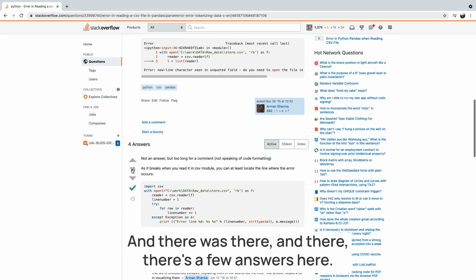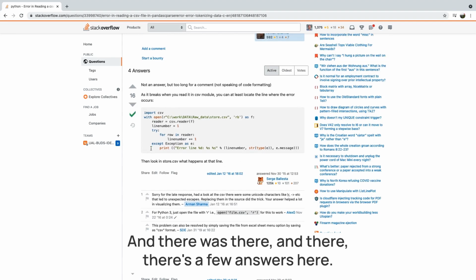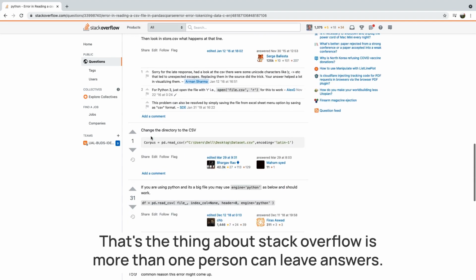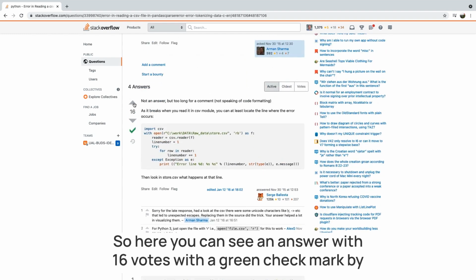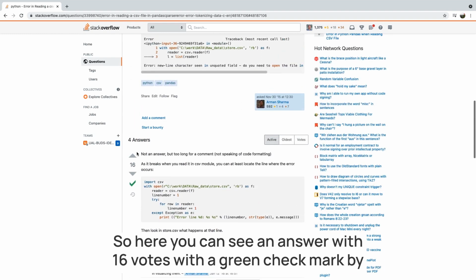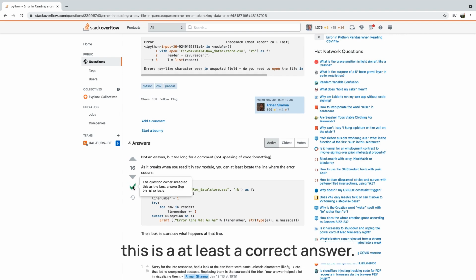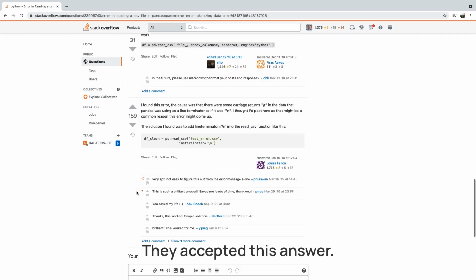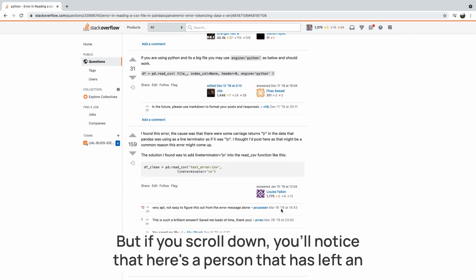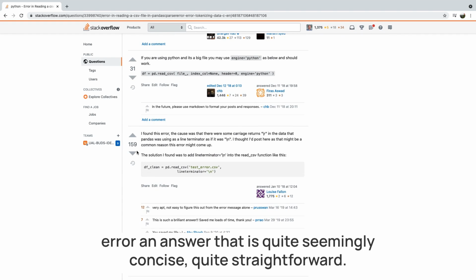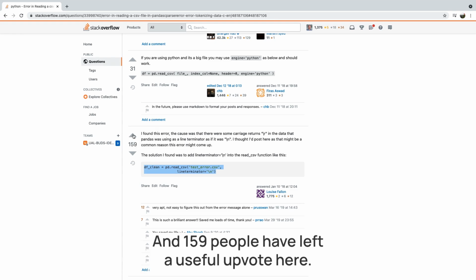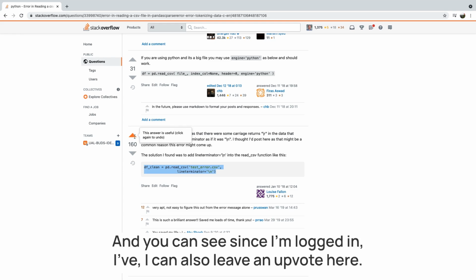And there are a few answers here. That's the thing about Stack Overflow, more than one person can leave answers. So here you can see an answer with 16 votes with a green check mark by it, which means that the person who asked the question indicates that this is at least a correct answer. They accepted this answer. But if you scroll down, you'll notice that here's a person that has left an answer that is quite concise, quite straightforward. And 159 people have left a useful upvote here. And you can see since I'm logged in, I can also leave an upvote here.